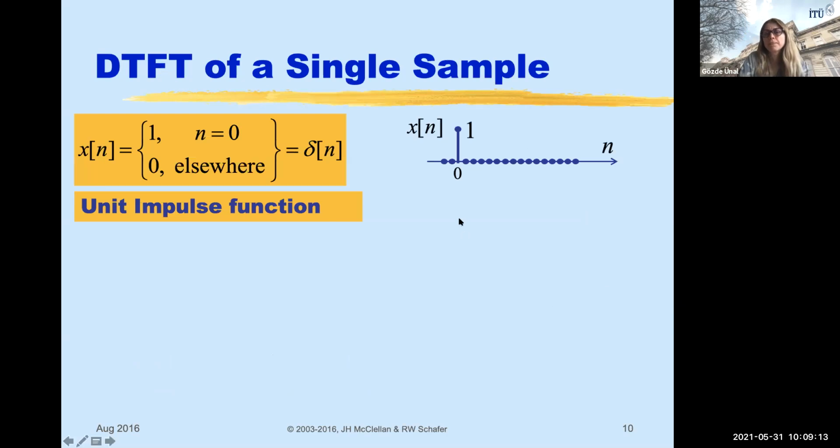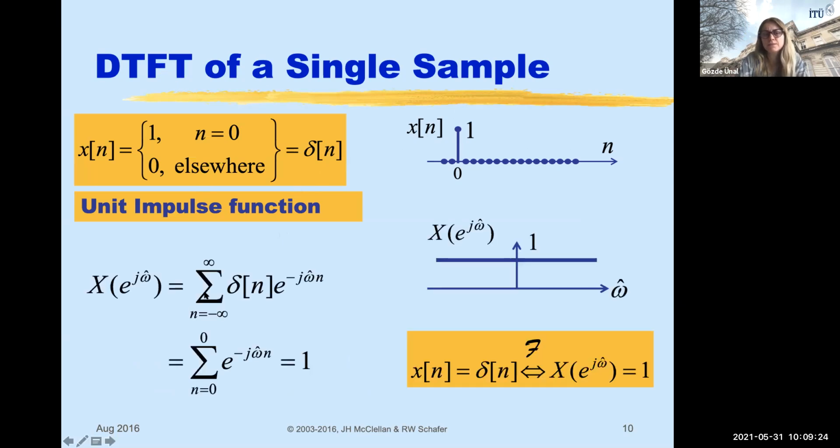For instance, if the signal is a single sample, it's a delta n, right? The impulse, unit impulse. What is its discrete time Fourier transform? Very simple, apply the definition. The signal is delta n, remember, impulse. Apply the definition of the Fourier transform. We end up with 1 actually.